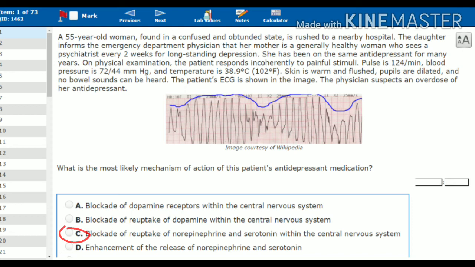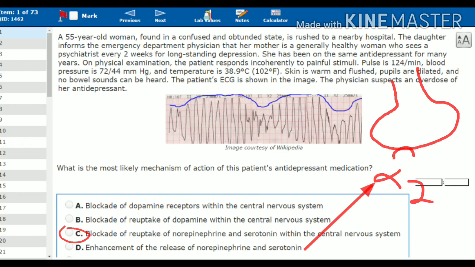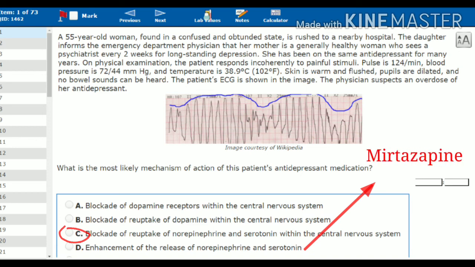And option D is the enhancement of the release of norepinephrine and serotonin, and this is done by blocking the alpha 2 receptor present on the presynaptic membrane, by antidepressant medications like mirtazapine. Mirtazapine acts on and blocks the alpha 2 receptors. Once the alpha 2 is blocked, there is no inhibition of the release of neurotransmitters, so there is enhancement in the release of norepinephrine and serotonin. So the correct option is C, and the patient is suffering from the overdose.